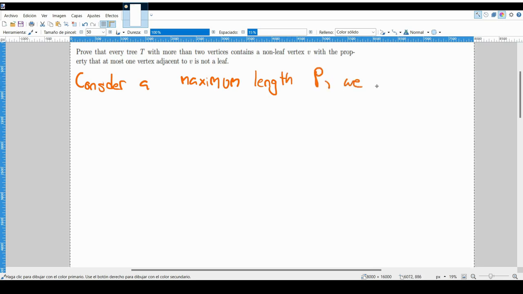and we will note that the number of vertices or the number of edges within the path will be greater than or equal to 2. And this follows from the assumption that we have a tree that has more than two vertices. Given the properties of a path, it will have some sort of end. So we will let U be the end of the path.